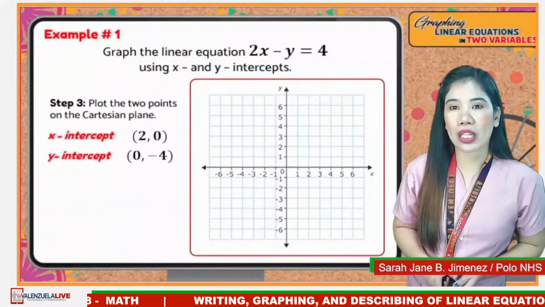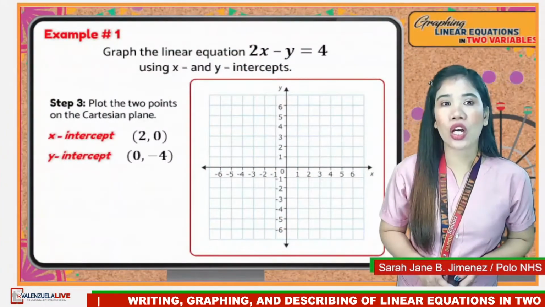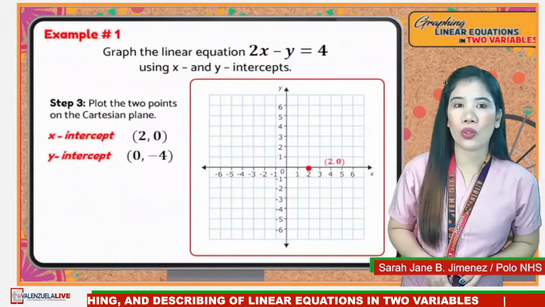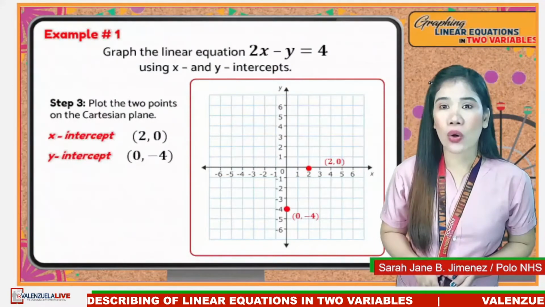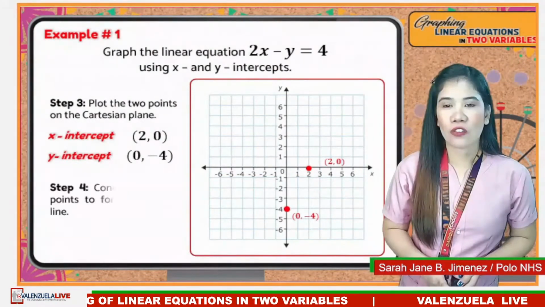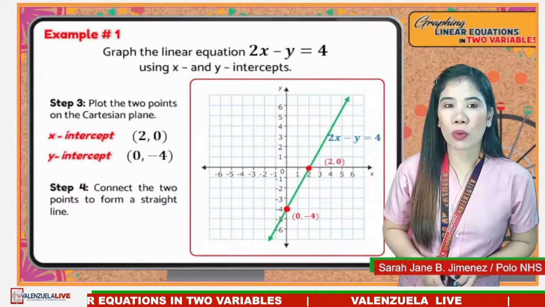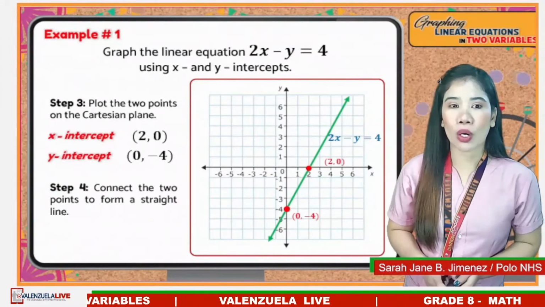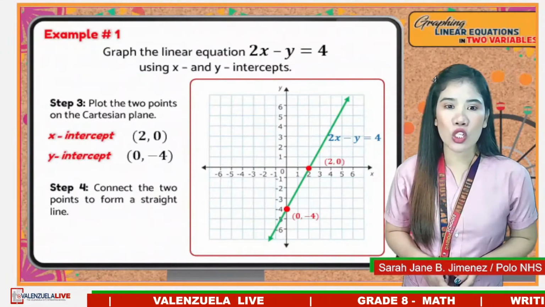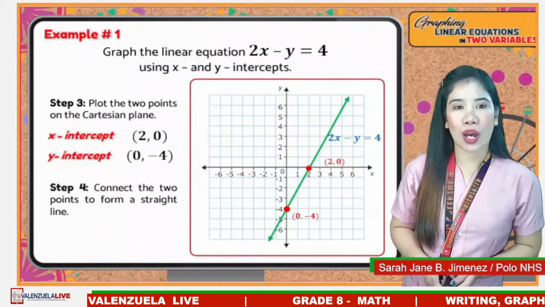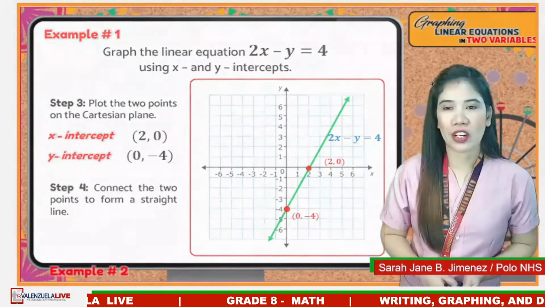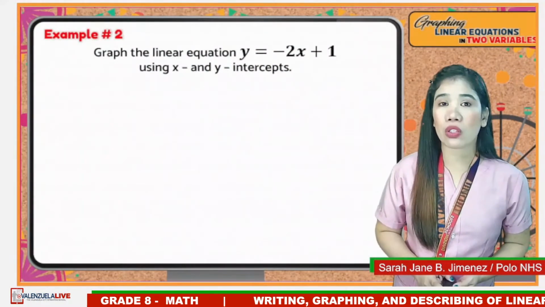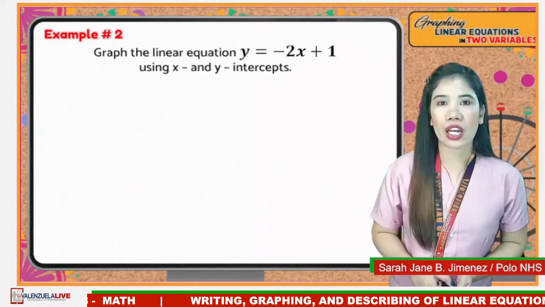For step 3, let us plot the two points on the Cartesian plane. Let us plot the first point (2, 0) and the second point (0, -4). For the last step, connect the two points to form a straight line. Drawing a straight line using the two points, we now have the graph of the equation 2x minus y equals 4.